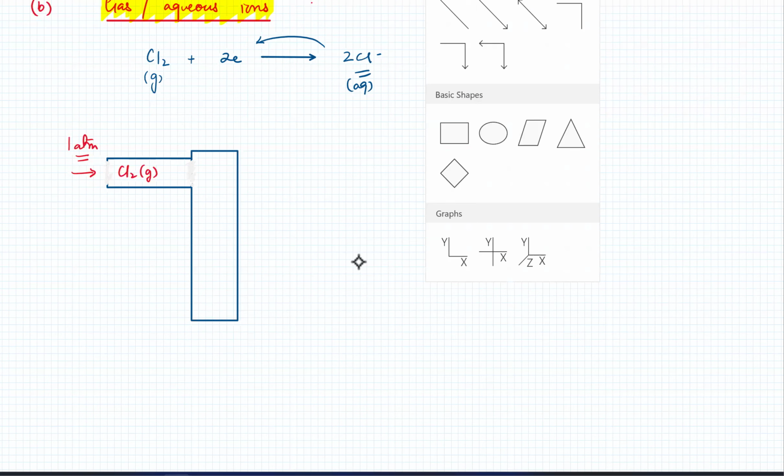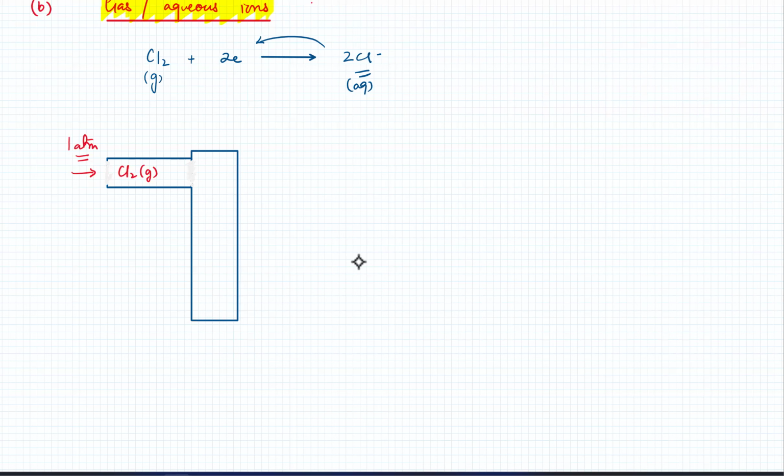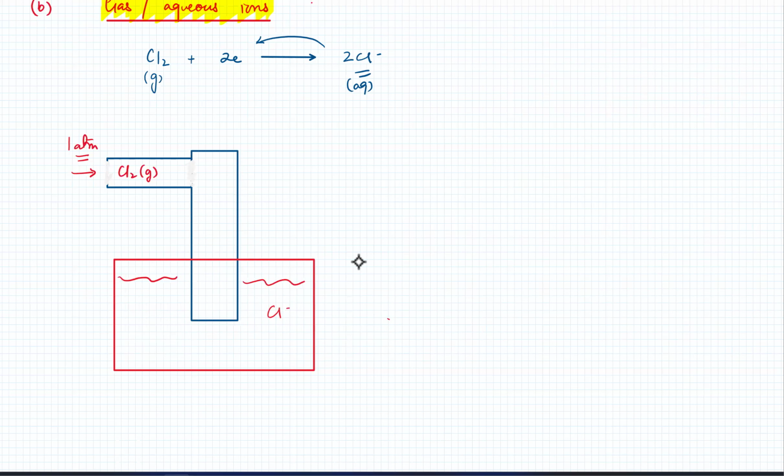And I'm going to place this gas jar into a solution that contains Cl- ions. So let's say there is this solution, and it's got a lot of Cl- ions. Maybe it's HCl 1 mole per dm cube, or NaCl 1 mole per dm cube. Let's say it's NaCl aqueous, 1 mole per dm cube. Remember, standard conditions means it's got to be 1 mole per dm cube.